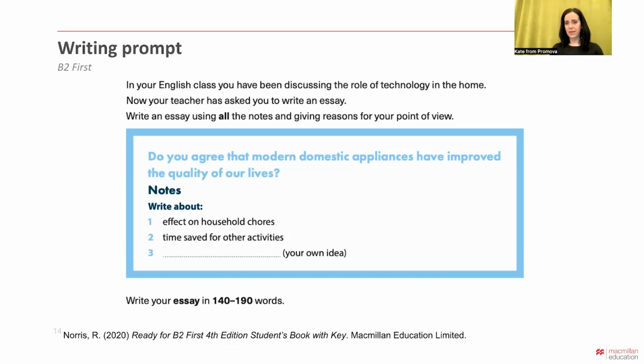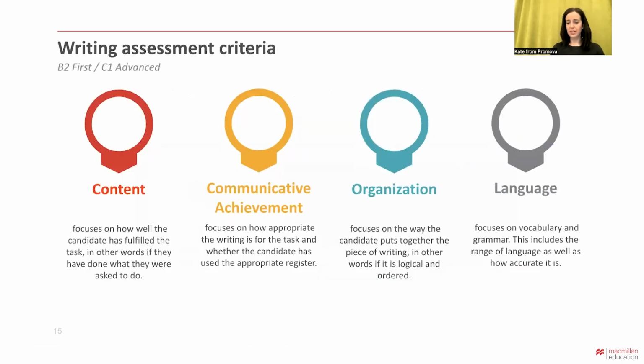However, when working with exam preparation, we always look at the official criteria suggested by those who produce those exams. And for B2 First and C1 Advanced, there are 4 main areas that are being assessed. And as you can see, they go way beyond grammar and vocabulary and include content, communicative achievement, organization, and language.